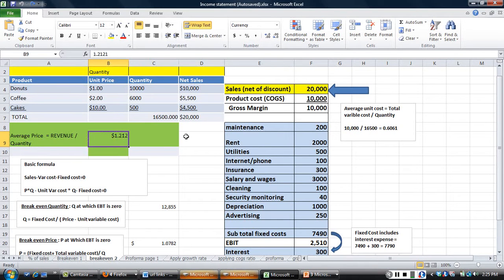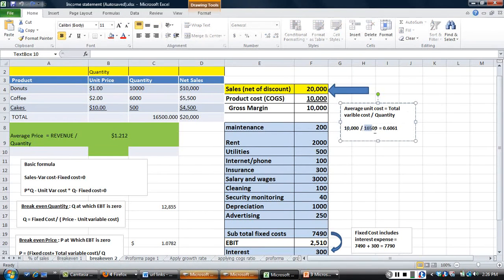Now that we have the average price, what we need is the average variable cost. Our average variable cost will basically be your total cost of goods sold. In order to figure out the average unit cost, you have to look at this thing right here, and you will see the total variable cost divided by the quantity. So each one is costing 0.661.